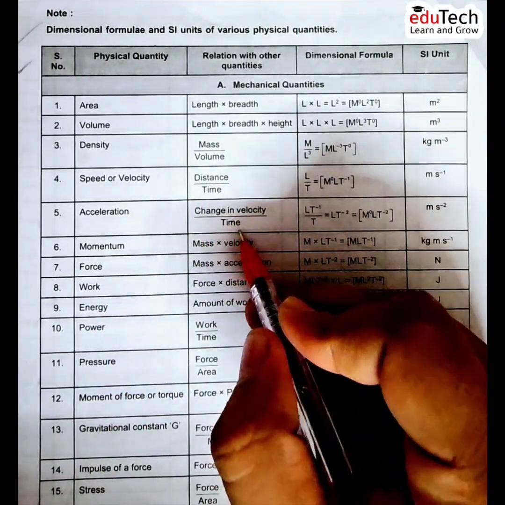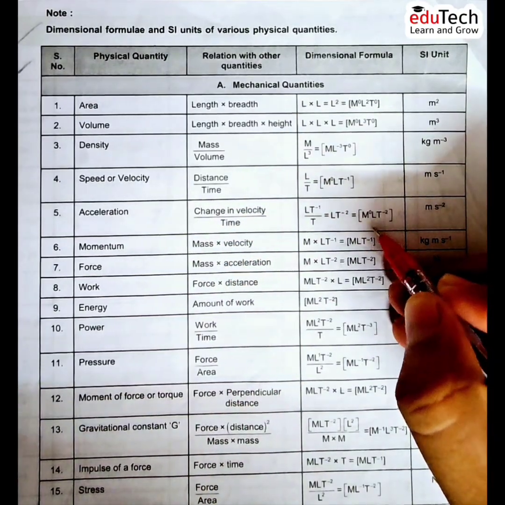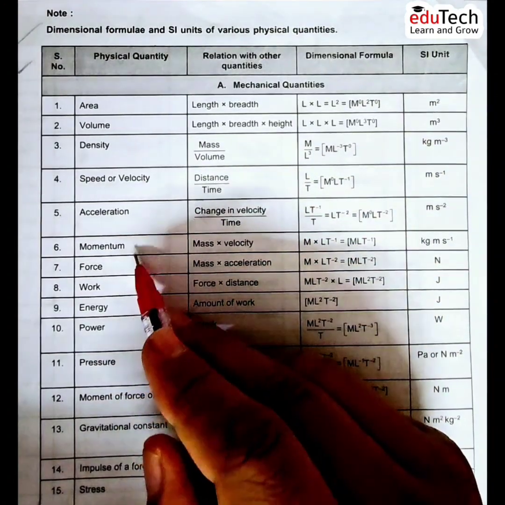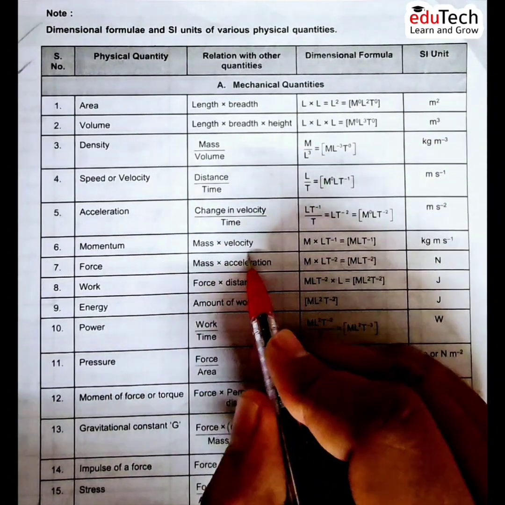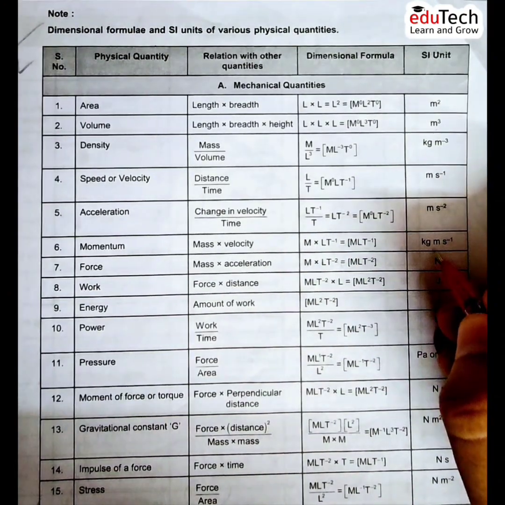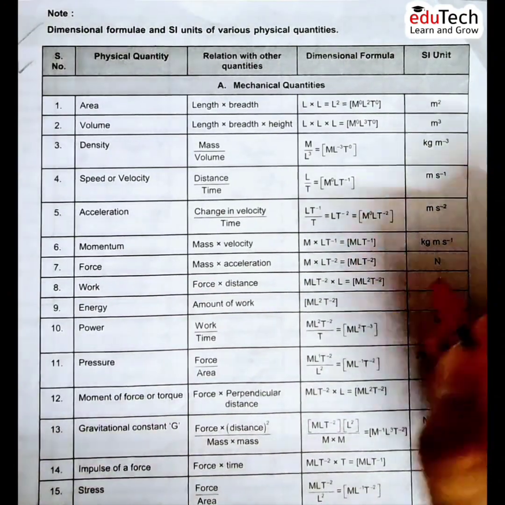Fifth is acceleration, it is change in velocity upon time. So dimensional formula is L T power minus 2 and unit is meter per second square. Sixth is momentum. Formula is mass into velocity and dimensional formula M L T power minus 1 and SI unit is kg meter per second.